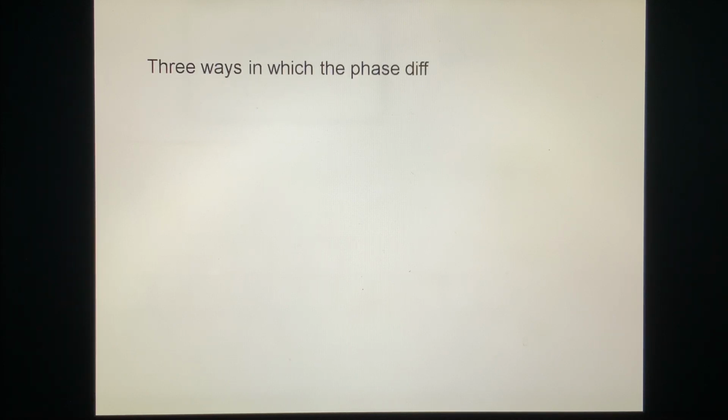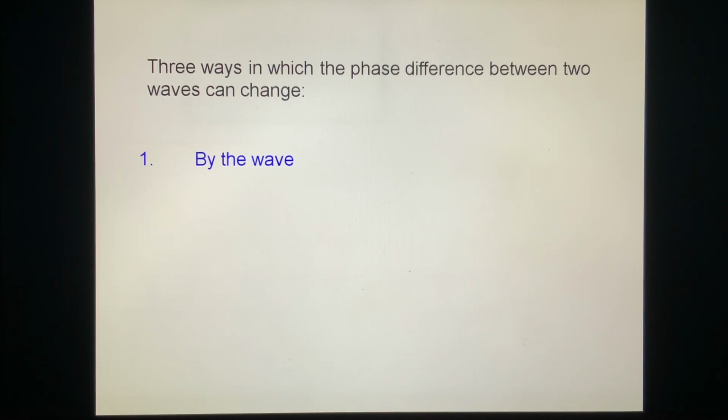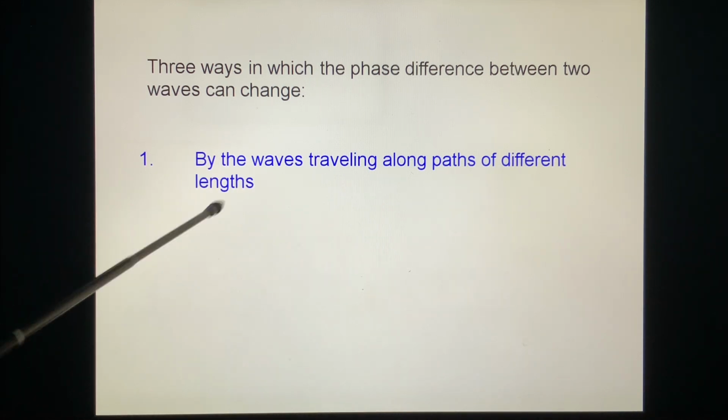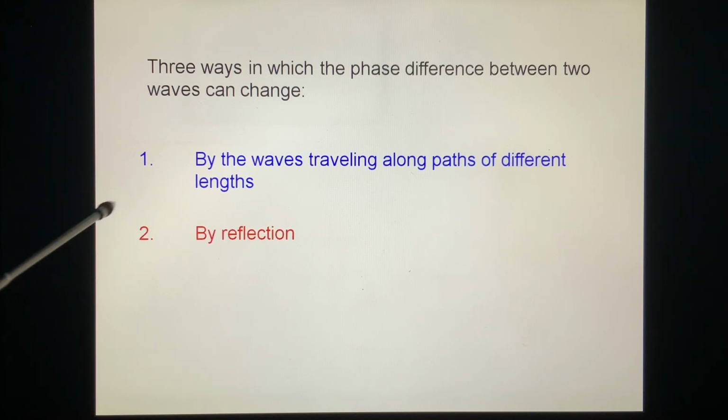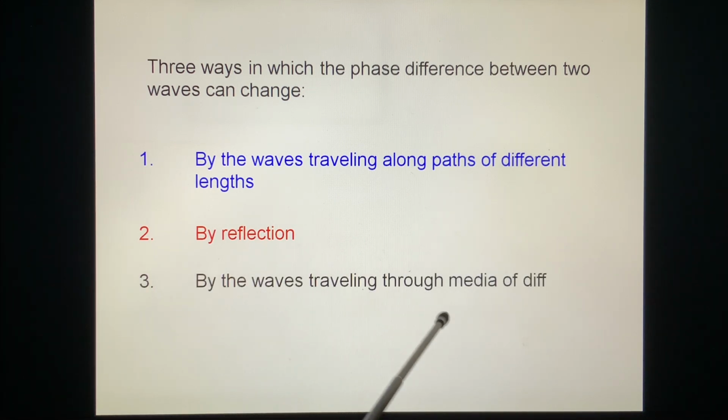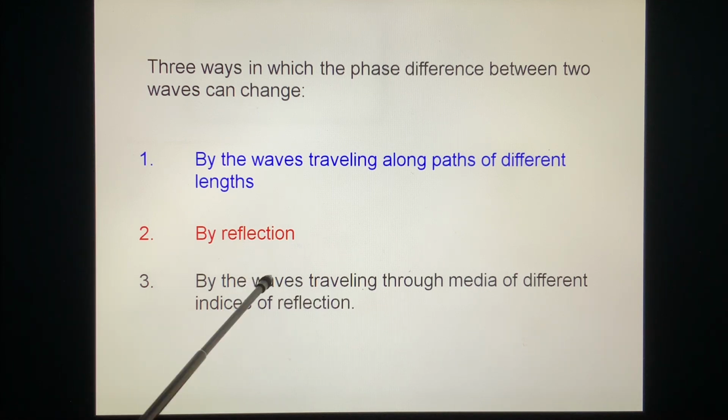There are three ways in which the phase difference between two waves can change. First, in the same medium, by the waves traveling along paths of different lengths, their phase changes. Second, by reflection. We will talk about that later. Third, by the waves traveling through media of different indexes of refraction. Even if they have the same length, they are in different media with different indexes of refraction, so they have different effects.